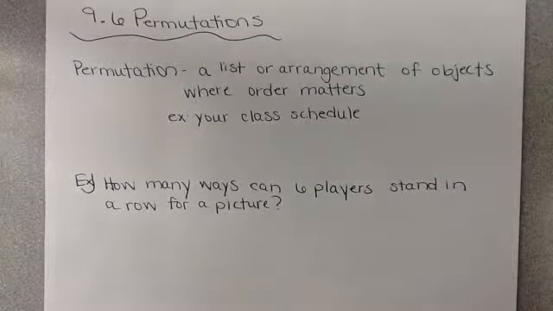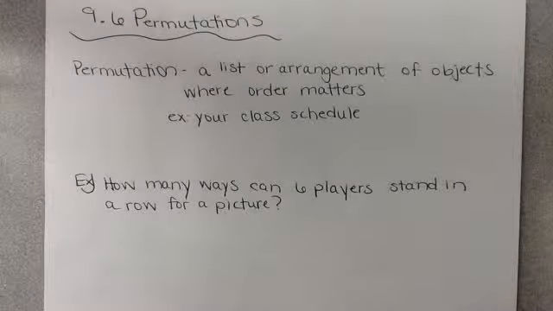Mathematicians, today we are going to talk about permutations. A permutation is a list or arrangement of objects where the order matters. For example, your class schedule is a permutation. Okay? The order matters which class you go to first. You don't get to just pick.